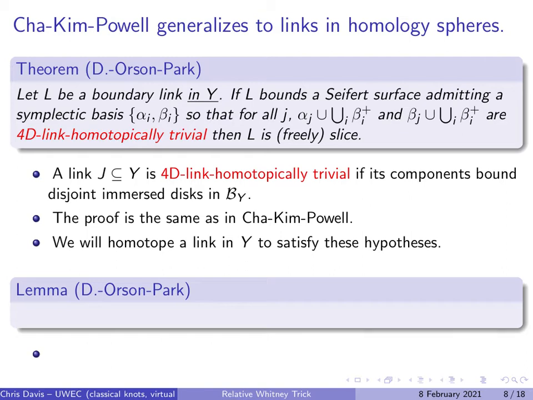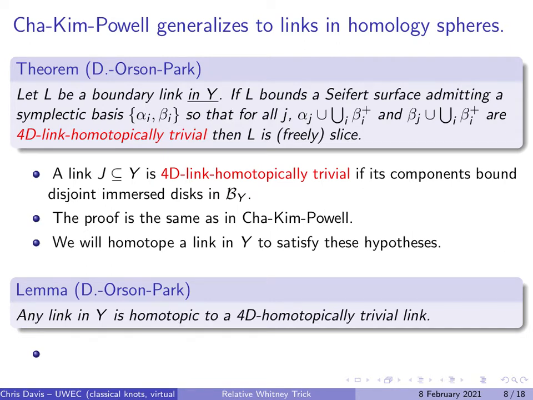We need to find a way of starting with a link in a homology sphere and homotoping it until it satisfies the assumptions of the theorem at the top of the screen. Namely, I need to take an arbitrary link and then turn it into a boundary link. Moreover, I need to turn it into a boundary link which admits a Seifert surface admitting a symplectic basis, which satisfies that for every J, these two G plus 1 component links are 4D link homotopically trivial.